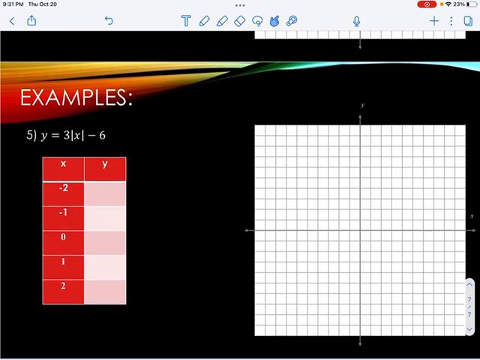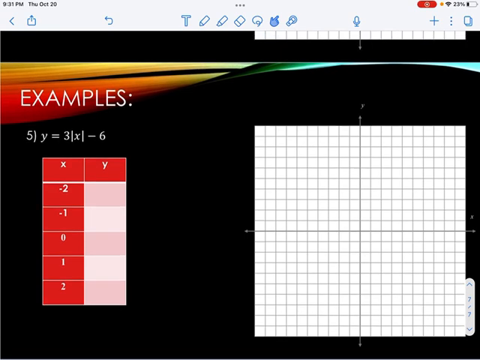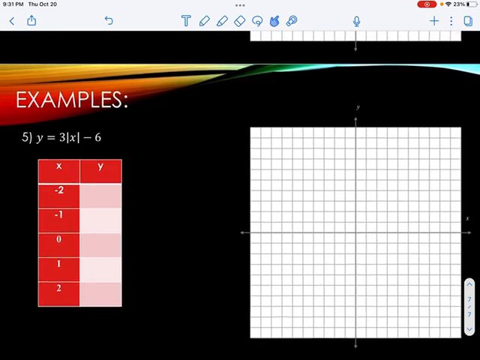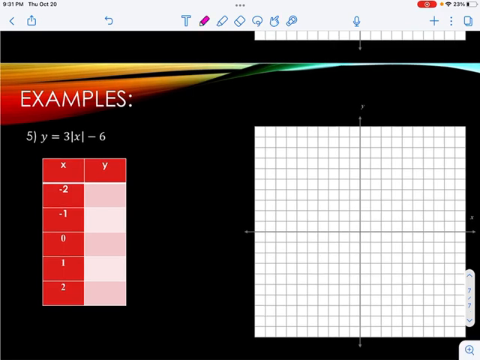All right, let's try this last one then. Now you'll notice a number showed up different than any of the other ones, and that is we have an A there in the front. We have a 3. So what that means is after we take the absolute value, we're going to multiply it by 3. So let's try this one. So we have 3 times the absolute value of negative 2 minus 6.